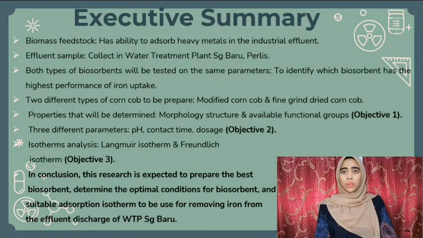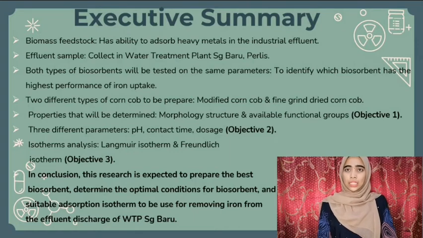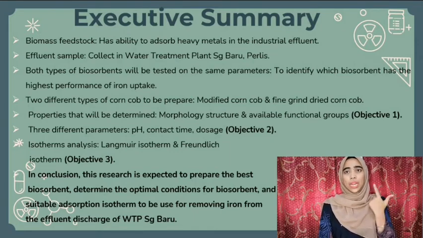Next, the biosorbent will be tested for three different parameters, which are pH, contact time, and biosorbent dosage in order to determine the optimum condition for the biosorbents. Lastly, absorption isotherm will be studied by evaluating the isotherms, plotting the graphs, and comparing the R-square values. In conclusion, this research is expected to prepare the best biosorbent, determine the optimal condition for biosorbent and suitable absorption isotherm to be used throughout the study.